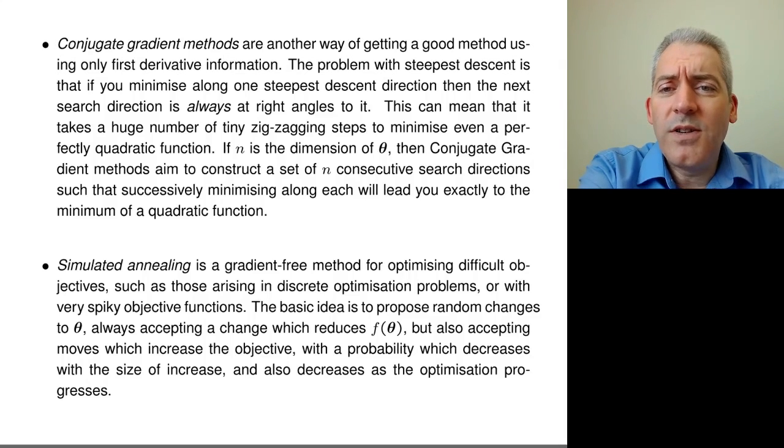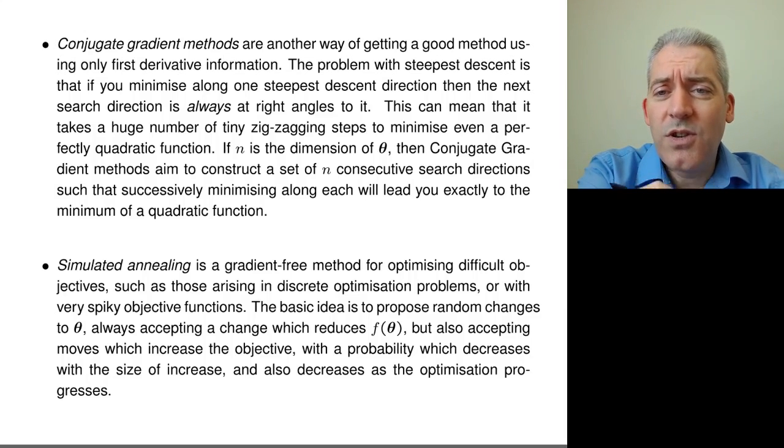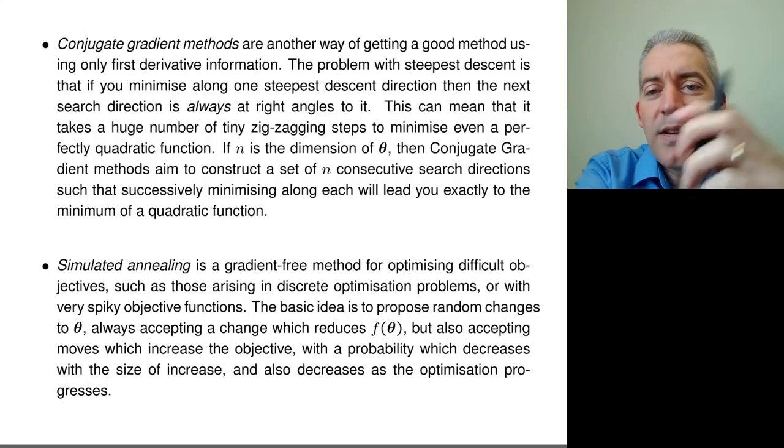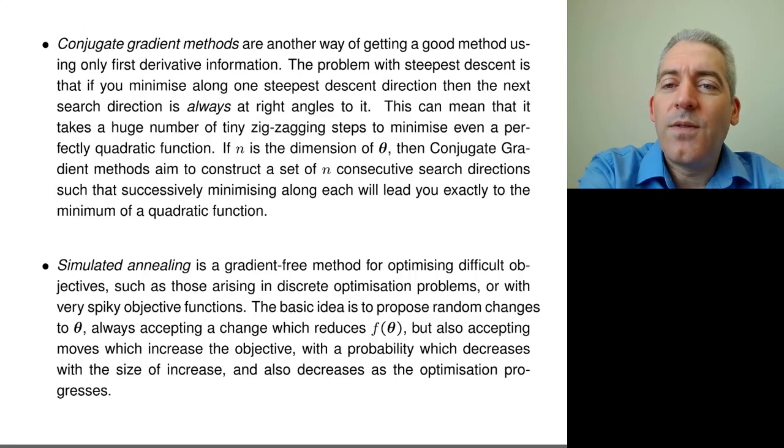In fact, there are other things you can do to make your direction choices a little bit smarter, and conjugate gradient methods are a class of methods which attempt to do that. So one of the issues with steepest descent is if you do a real line search to really optimize at each step, then it's clear that your next search direction is by definition going to be orthogonal to that, right? Because you've already optimized in that direction.